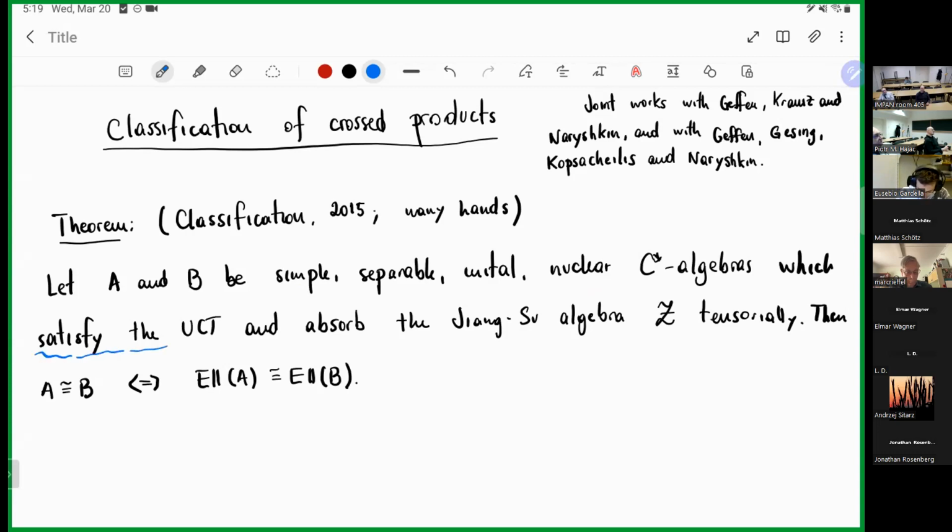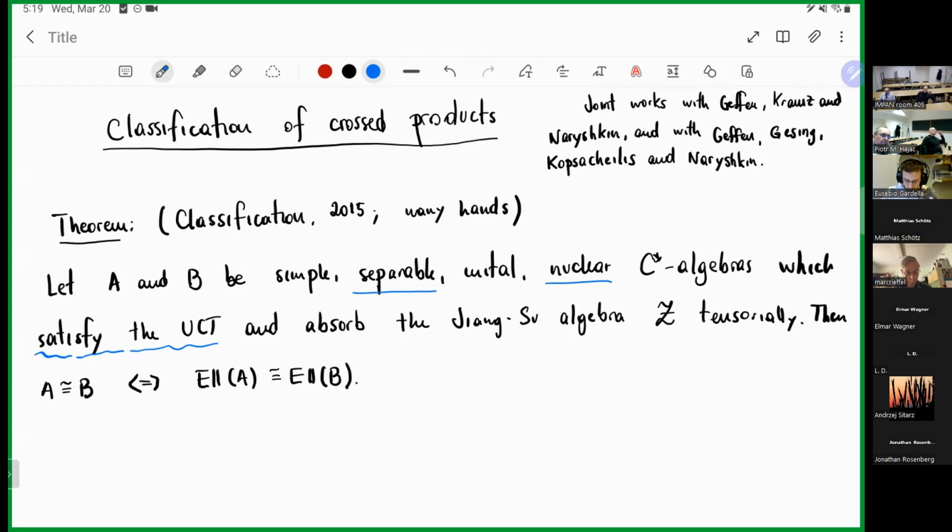Satisfying the UCT. This condition is a bit more difficult to define, and I will not do it explicitly or in all detail. If you know KK theory, this is the same as being KK equivalent to a commutative C-star algebra. I honestly don't want to say too much more about it, for two reasons. First of all, it is conceivable that separability and nuclearity together imply the satisfaction of the UCT. So this is an open problem. It's one of the biggest open problems now in this field of classification, whether the UCT is automatic for separable nuclear C-star algebras. That's the one thing.